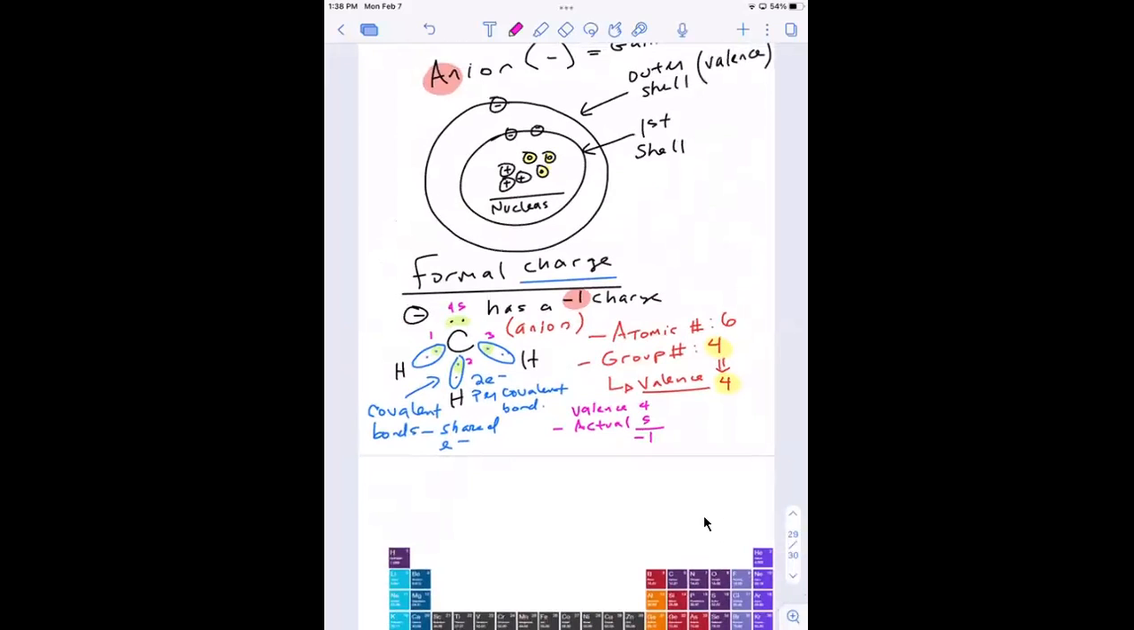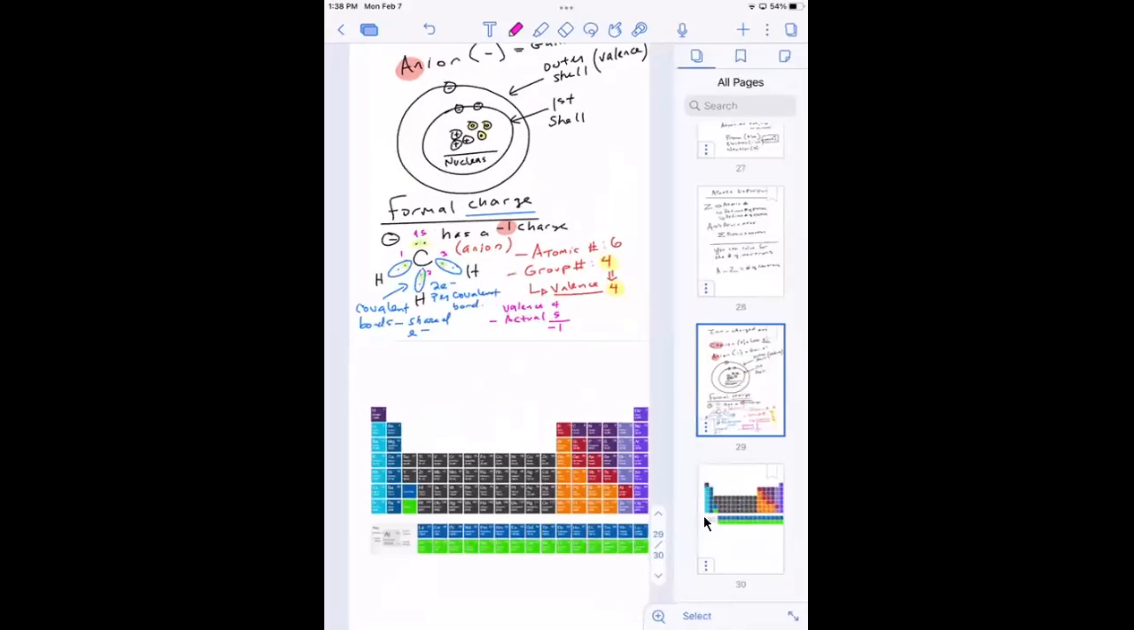Anybody not following? I know that was a lot. Once you know the group number, then you know the valence number. You can take the valence number, look at any atom and the electrons around it, and figure out what the formal charge is. You're not necessarily going to see this with the metals, but when we start talking about non-metals and Lewis structures, you're going to see this formal charge calculation a lot. So we might as well do it now while we're talking about cations and anions. Any questions about that? Or about anything?